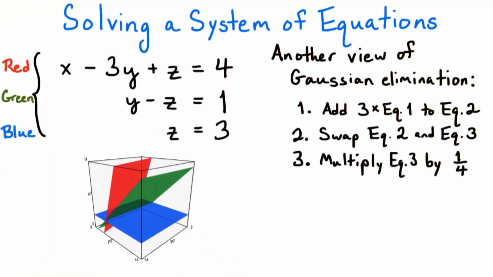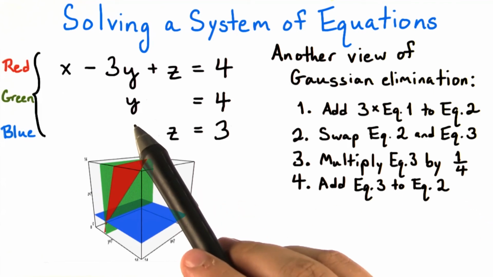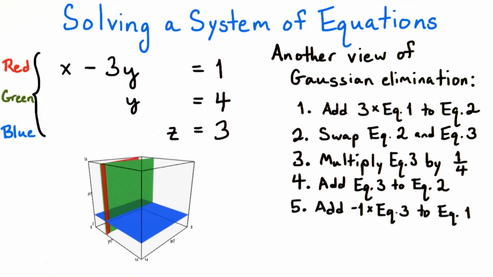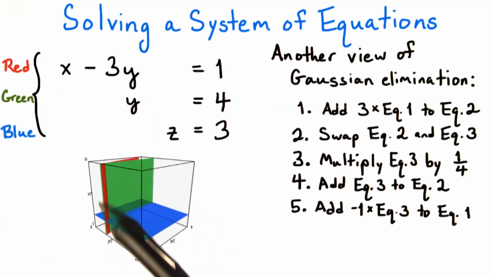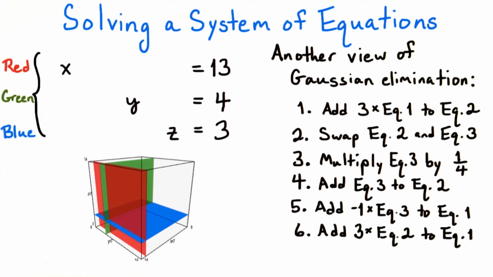The third operation, which multiplies equation 3 by 1/4, doesn't change the blue plane at all. By adding the third equation to the second equation and isolating the y variable, the green plane, which is y equals 4, is now perfectly orthogonal to the y-axis. Next, clearing the z variable from the first equation means that the red plane no longer has any dependency on the z variable. Finally, eliminating the y variable from the first equation makes the red plane perfectly orthogonal to the x-axis, and now the meeting point of the three planes is easily identifiable.